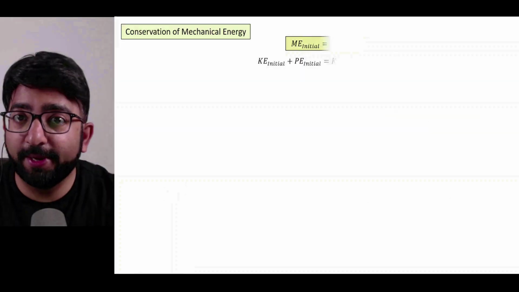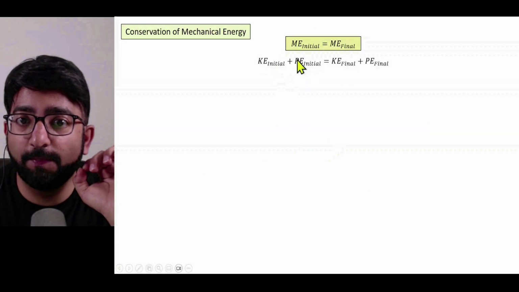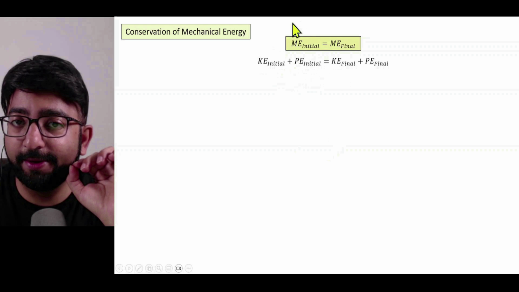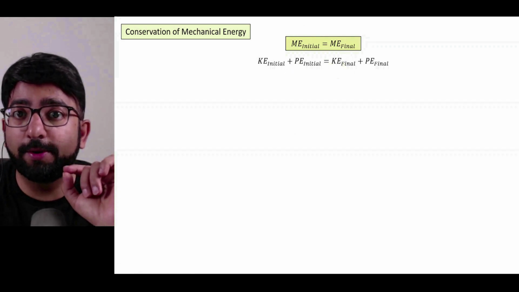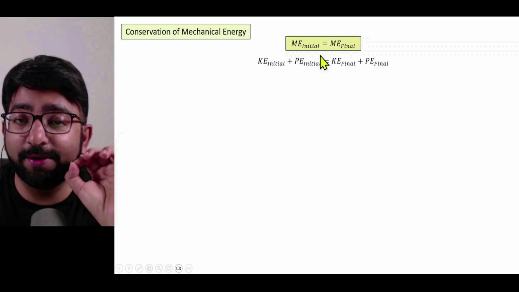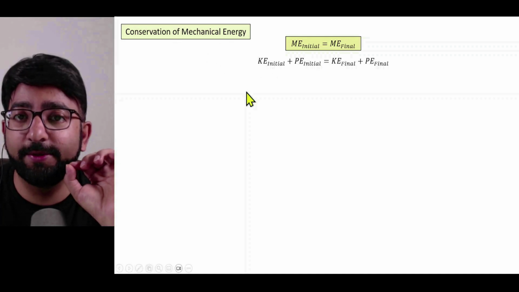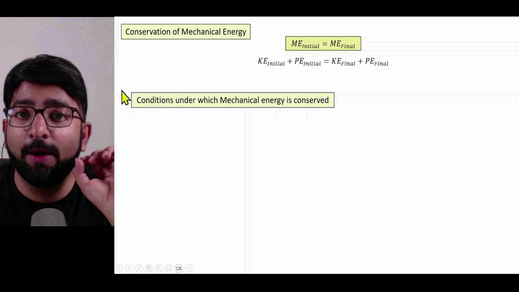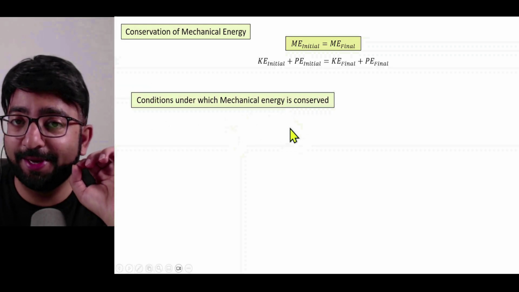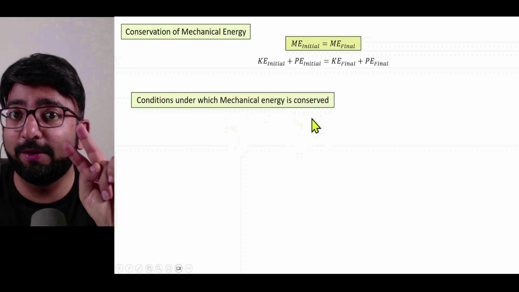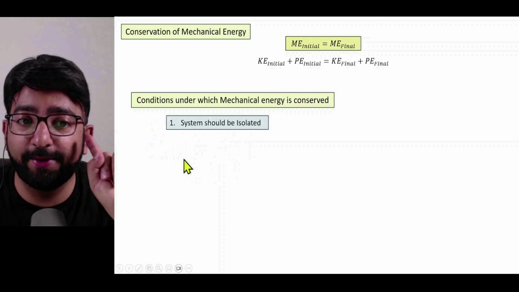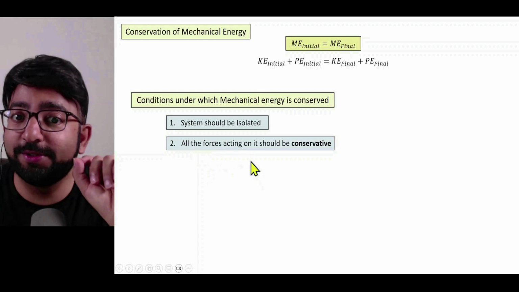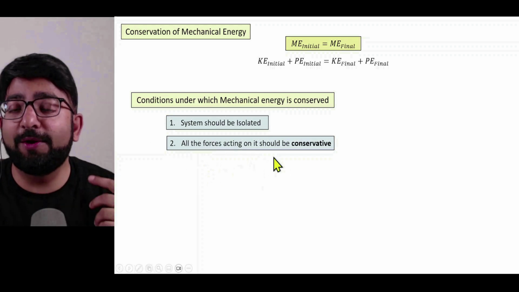In the mechanical energy conservation, we are supposed to equate the initial mechanical energy with the final mechanical energy. But this approach is not applicable for every case. There are certain situations where we cannot apply this approach. So let's understand what are the conditions under which the mechanical energy is conserved. So there are two conditions. Condition number one, the system needs to be isolated. Number two, all the forces acting on the objects should be conservative.